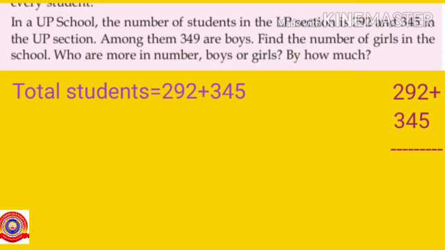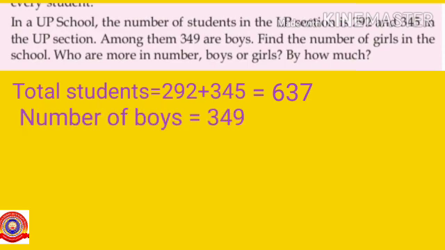5 plus 2, 7. 9 plus 4, 13. Write 3 here, 1 carry over. 3 plus 2, 5. 5 plus 1, 6. So, total students 637. Children, among them 349 are boys. So, number of boys, yes, 349.